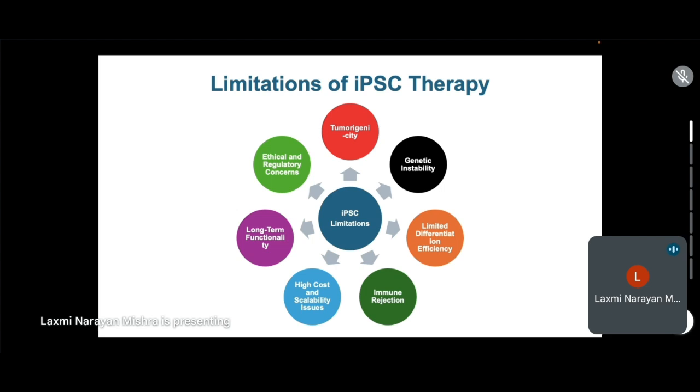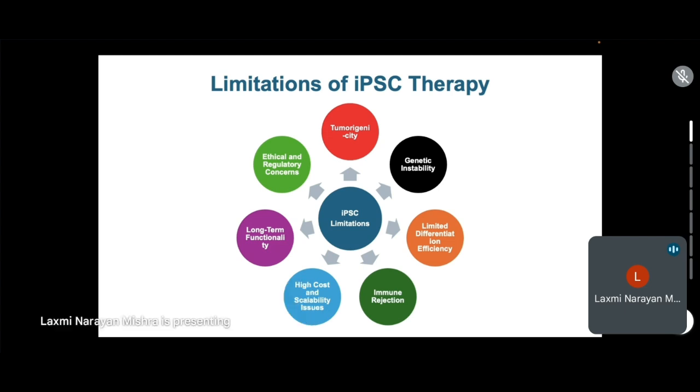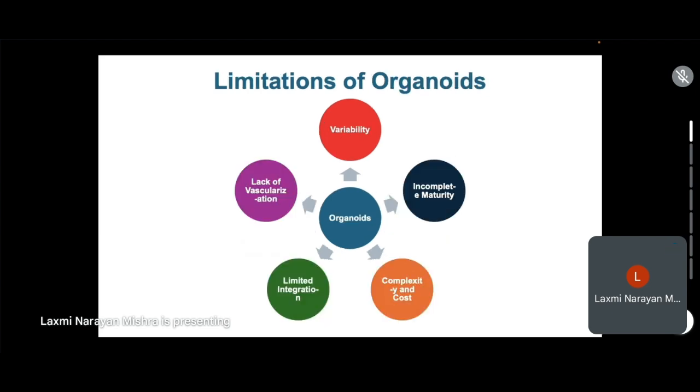Limited differentiation efficiency in some of the cases. There is also immune rejection. Even if we have a very foolproof iPSC differentiation from the same individual, there are chances of immune rejection in some cases. There is high cost and a scalability issue. Long-term functionality is still a problem, and there are ethical and regulatory concerns, where people still don't know what will happen. Every case is a new case for regulatory bodies.